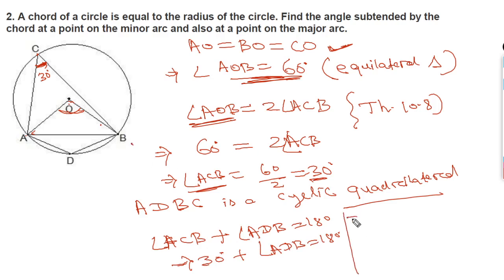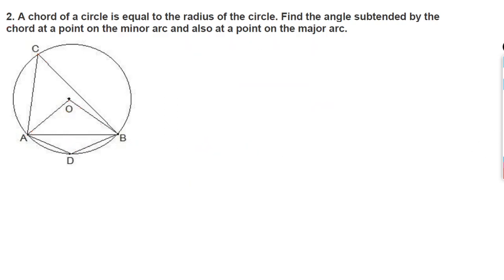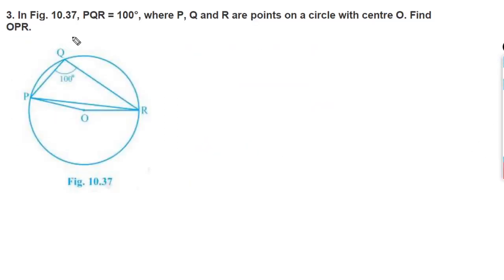Then here we will write, implies, we know we want this angle ADB. ADB will be equal to 180 degree minus 30 degree, which will be equal to 150 degree. So we got angle ADB. This angle is 150 degree. Okay. So this is the solution for question number 2. Now we will move to the next question. So now we will discuss question number 3.